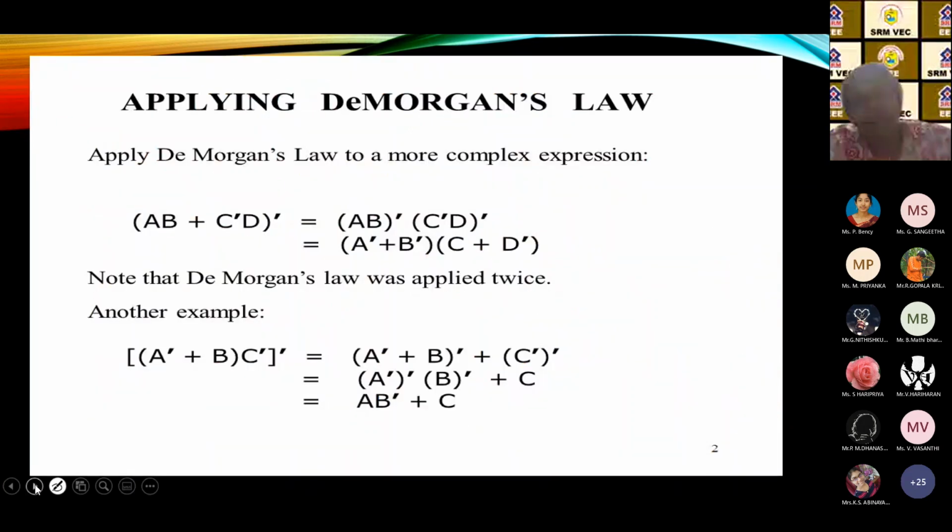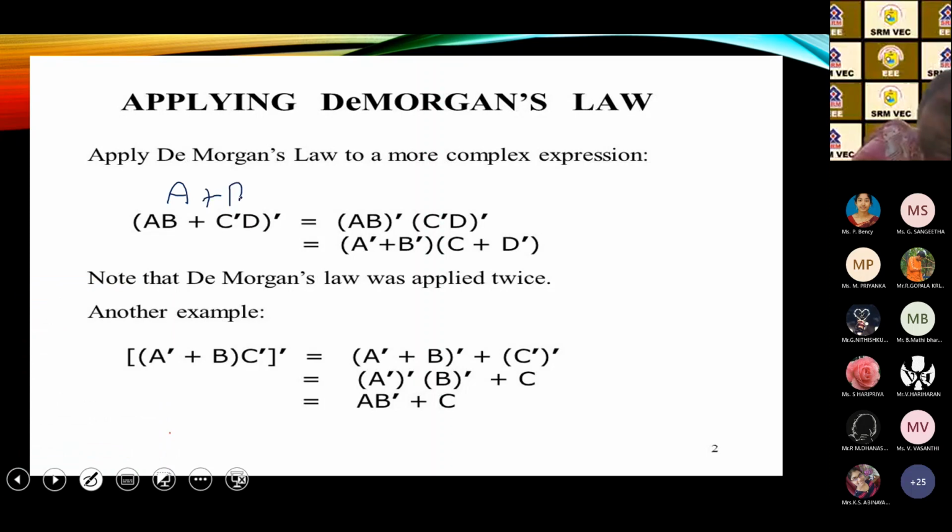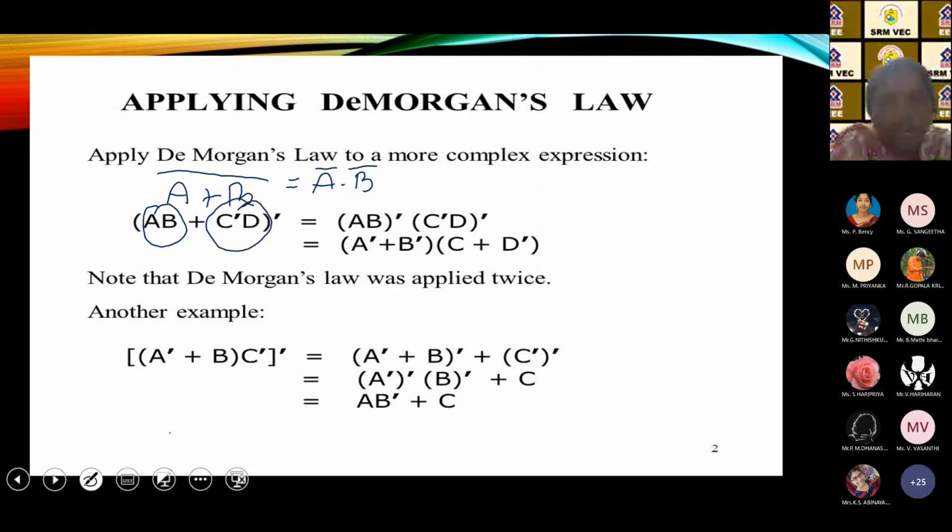So in this case, applying De Morgan theorem, in this theorem, AB plus C bar D, the whole bar. What is that? We have to deal with this like A plus B, the whole bar. So in this case, what will you do? A bar dot B bar. Okay. So in the place of A, what do you have? AB. In the place of B, what do you have? C bar D.